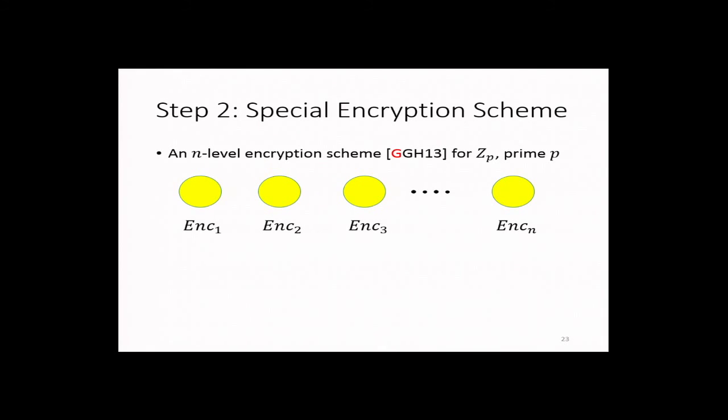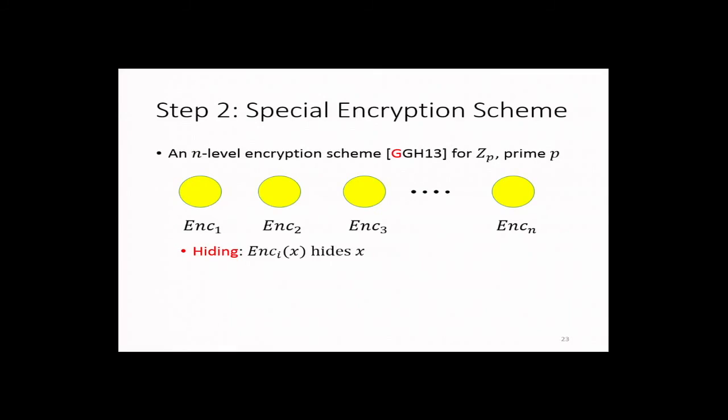This encryption scheme, I'm going to require it to have some special properties. The first is a very natural, intuitive idea: that if I encrypt x at any level, where the subscript denotes the level of the encryption, it actually hides the value that you're encrypting. Just a very natural property.